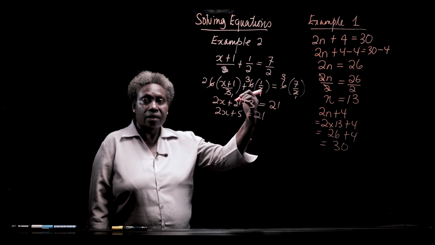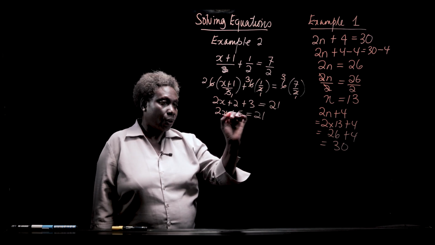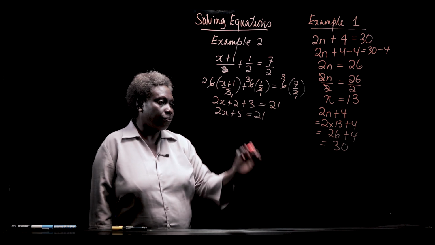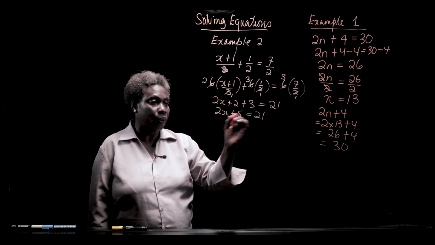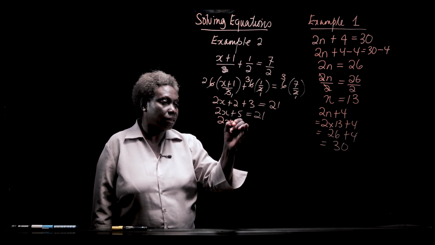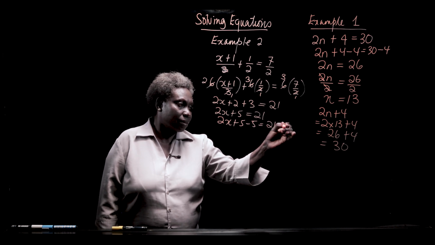Okay, we can see that this is the same as the first example. Now that we have 2x plus 5, this is plus 5, so we are going to subtract 5 on both sides of the equation first. So we have 2x plus 5 minus 5 is equal to 21 minus 5.